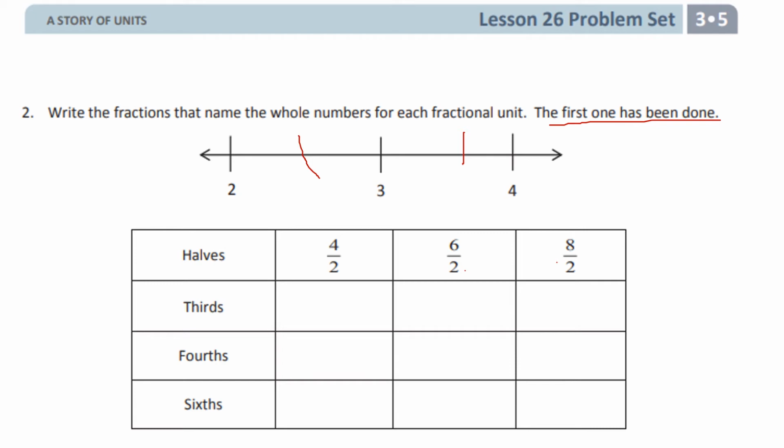Remember, just use your multiplication. But if you need to add in the partitions, you can, but think about it. 2 times 2 is 4, so you have 4 halves. 2 times 3 is 6, 6 halves, and 2 times 4 is 8, and that gives you your 8 halves. So take your time to work on now thirds, fourths, and sixths.